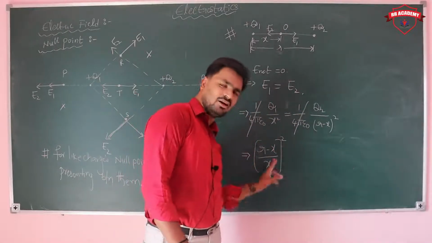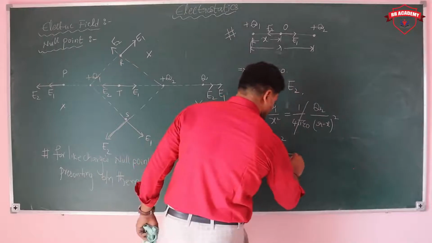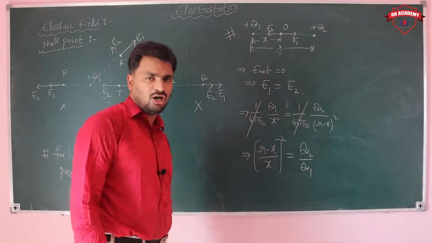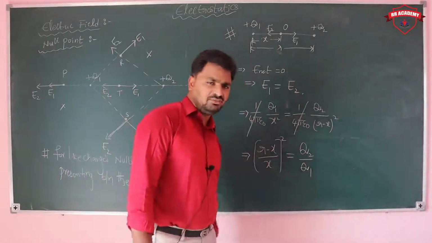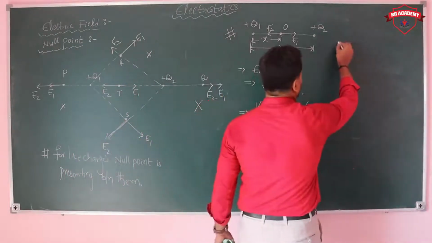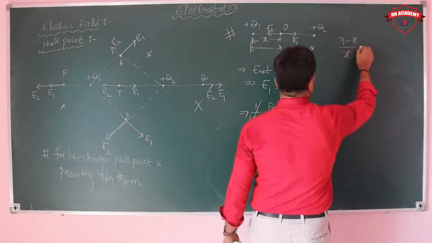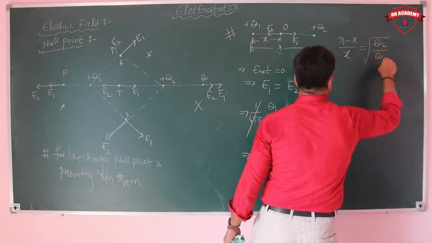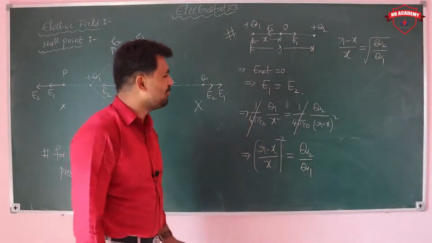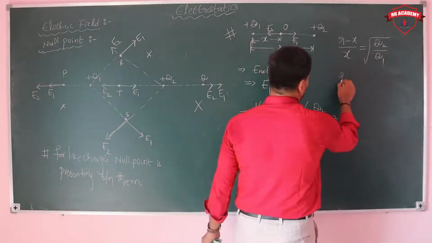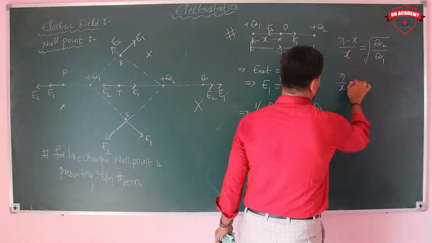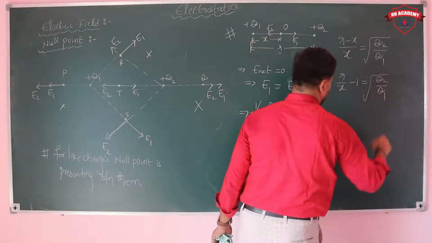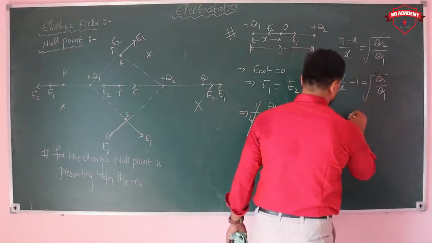This (R minus x upon x) whole square is equal to Q2 upon Q1. Just to remove the squaring, you can take the square root now. That means (R minus x) upon x is equal to square root of Q2 upon Q1, and then we can write R by x minus 1 is equal to under root Q2 upon Q1. The 1 you can send there.